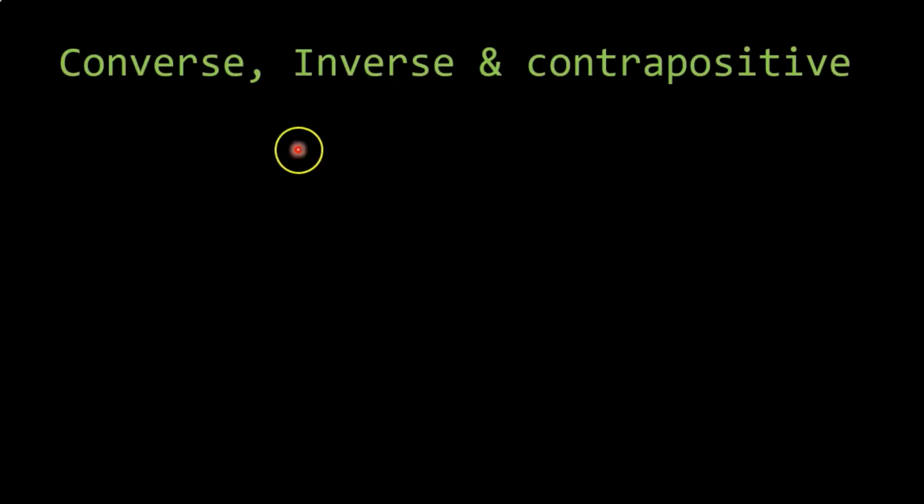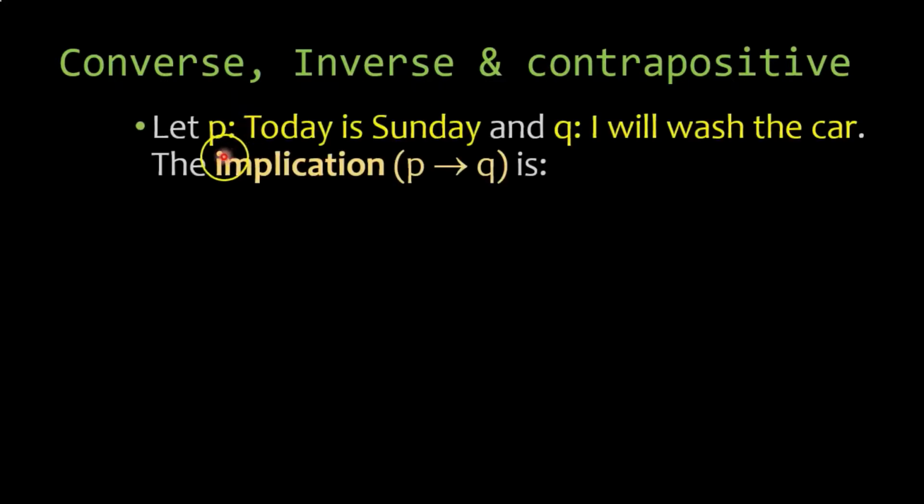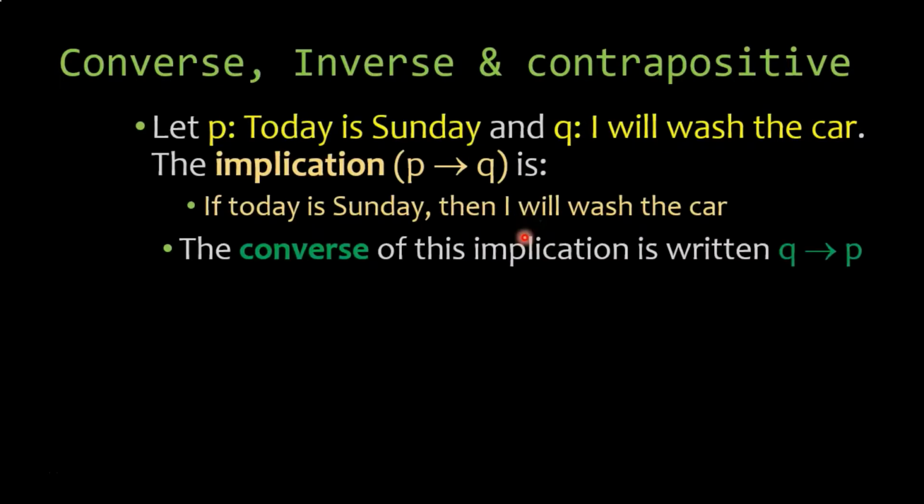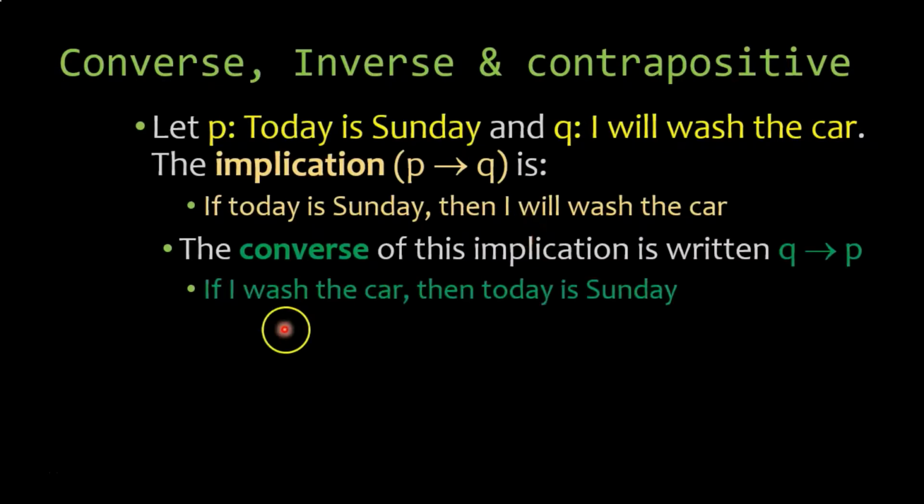There are three types of implications, such as converse, inverse, and contrapositive. Let us see one by one. To begin, let the statement P be today is Sunday, and the statement Q be I will wash the car. The implication for these two statements is, if today is Sunday, then I will wash the car. To make a converse statement using this implication, it is, if I wash the car, then today is Sunday.